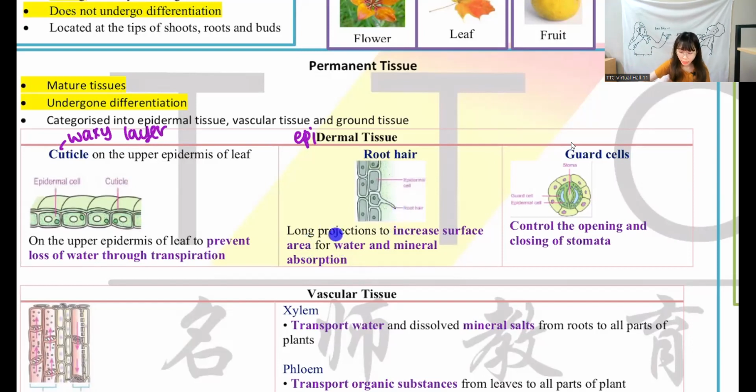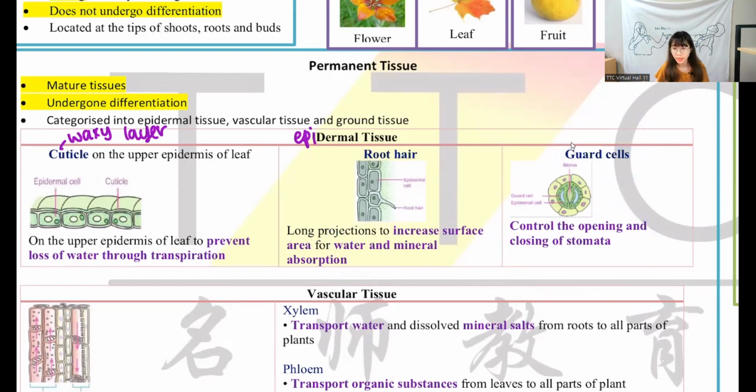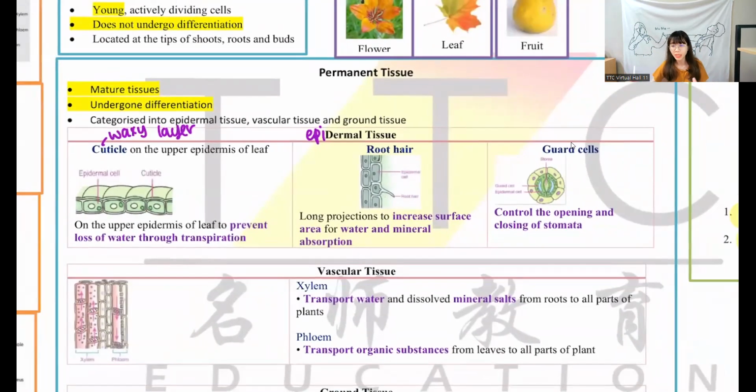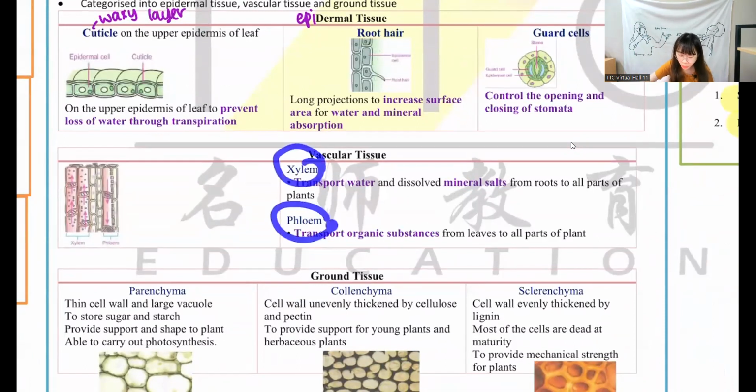The function of root hair is to absorb water and minerals. That's why we have many root hairs. Guard cells control the opening and closing of stomata during daytime or nighttime. That is epidermal, meaning the outermost layer of the cell is called epidermal. Vascular has only two things, which are xylem and phloem.